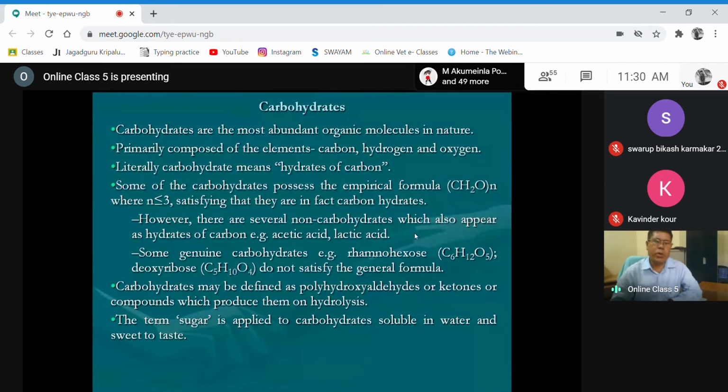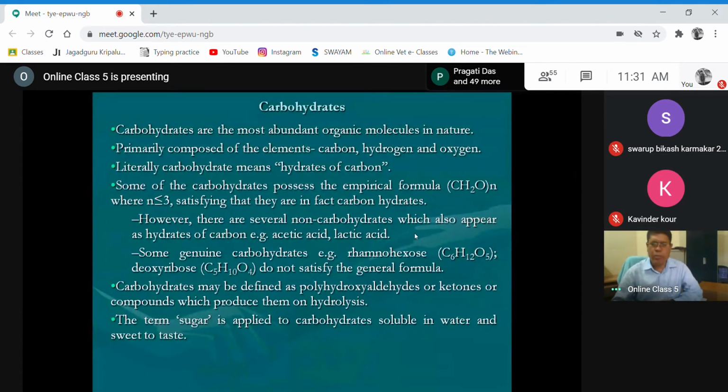Then another term, the sugar, is applied to the carbohydrates that are soluble in water and sweet in taste. So there is a group of compounds among these carbohydrates which are soluble in water. Many of the carbohydrates are not soluble. Say if you take cellulose, this will not be soluble in water. Like that, there are many carbohydrates which are not soluble in water, but there are some carbohydrates which are soluble in water, and if the taste of these carbohydrates is sweet, then we use the term sugar for this type of carbohydrates.